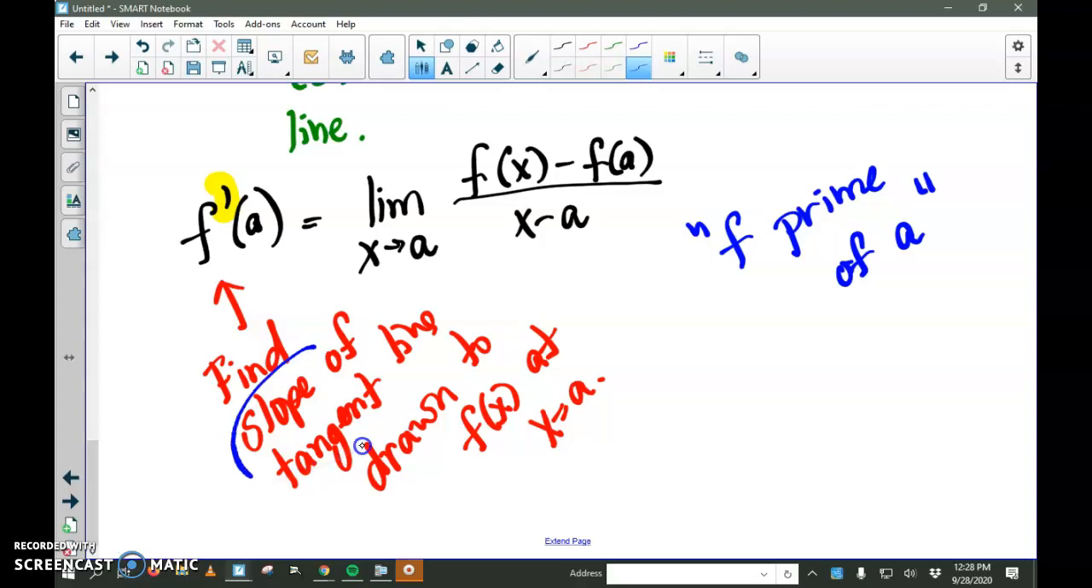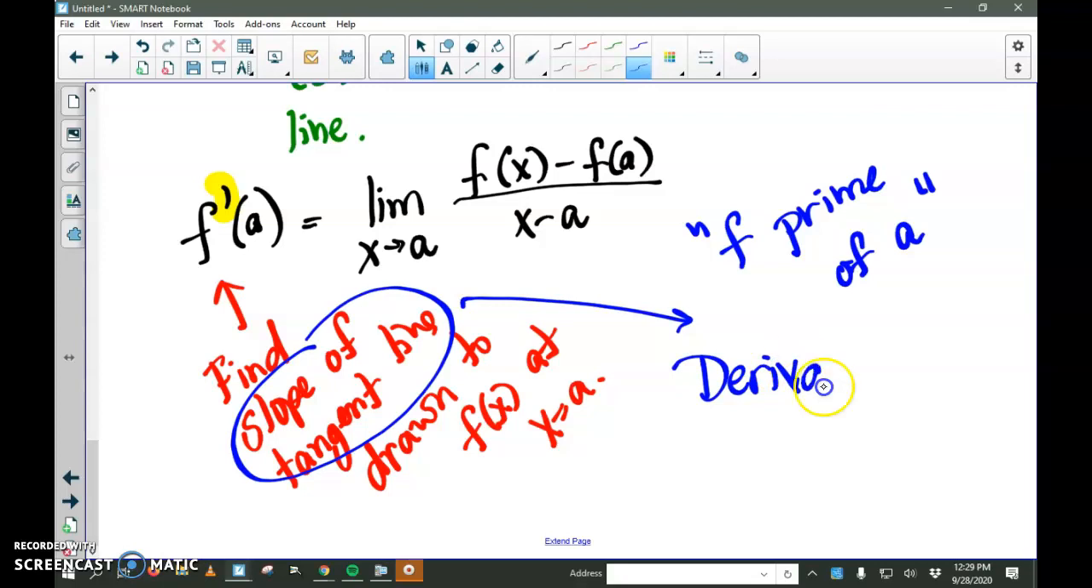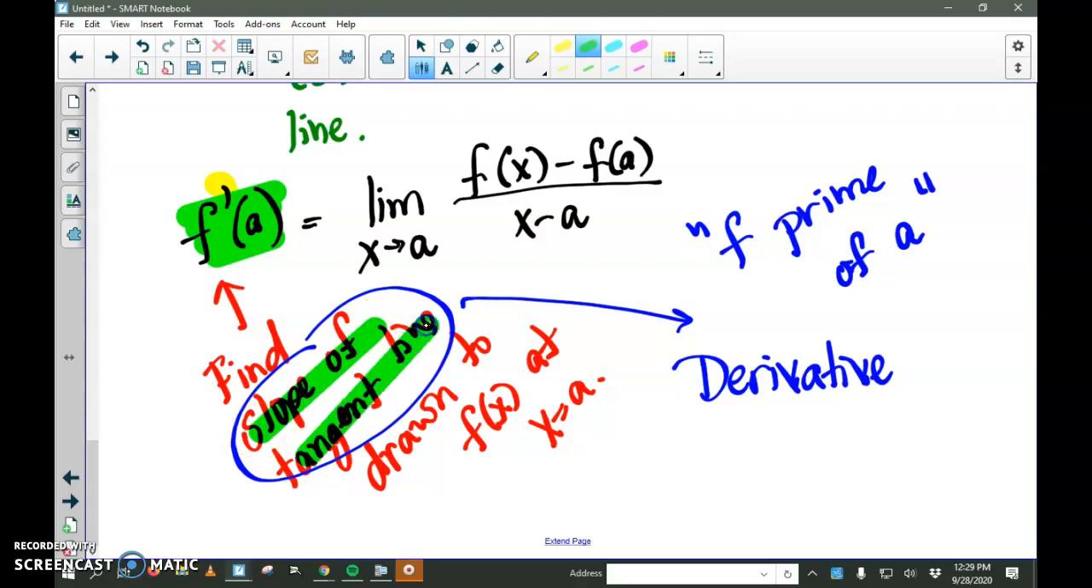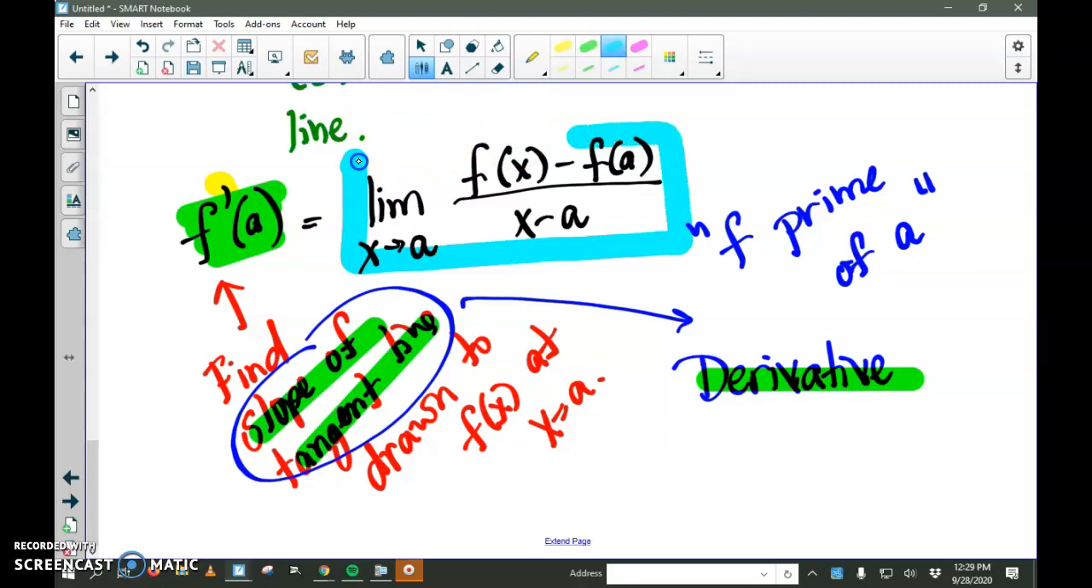And when we say slope of the tangent line, what we're saying is find the derivative. A slope of a tangent line is the derivative. So when I say find f prime of a, I'm saying find the slope of the tangent line, which is a derivative. And in order to find the slope of that tangent line, I need to employ this limit of the slope of my secant line. And we'll practice more with that as we move on.